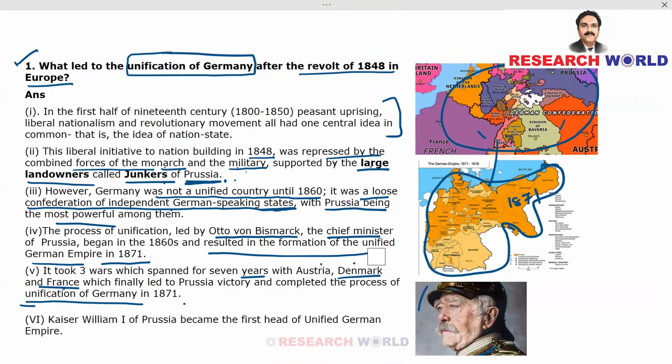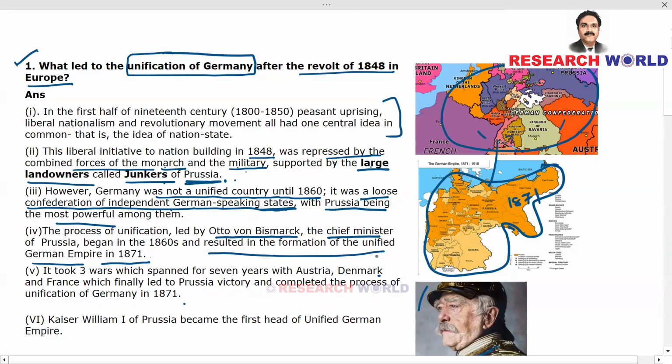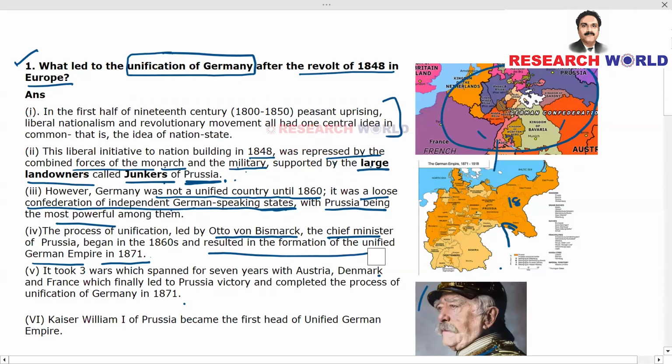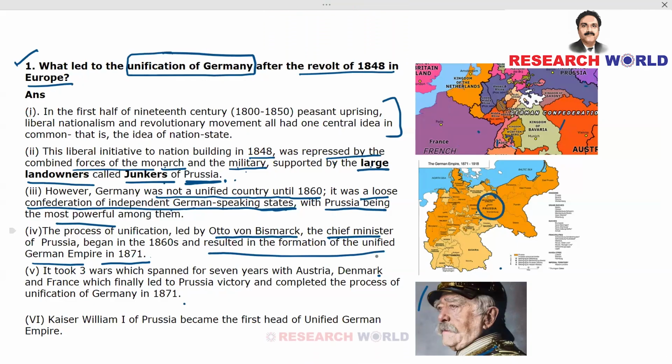And that finally led to Prussian victory. And it is the Prussian victory that results in the unification of Germany. Prussia was also a part of the German Empire. And the last point, Kaiser William I of Prussia became the first head of the unified German Empire.